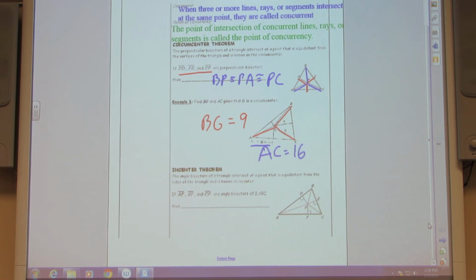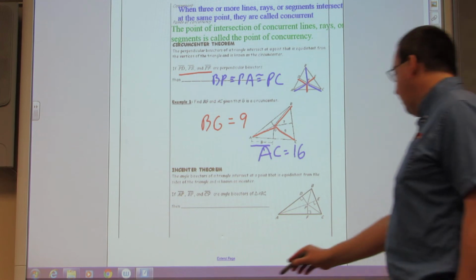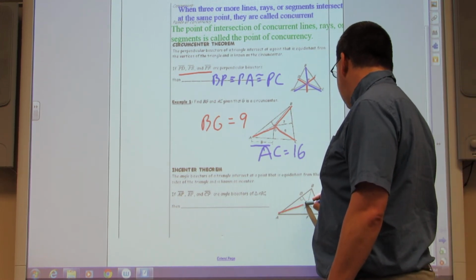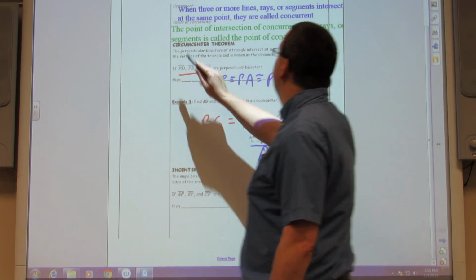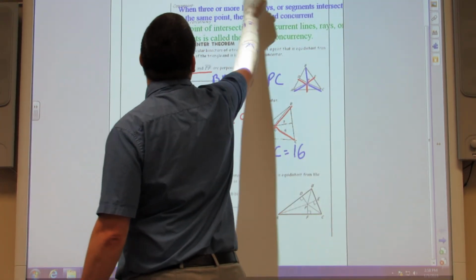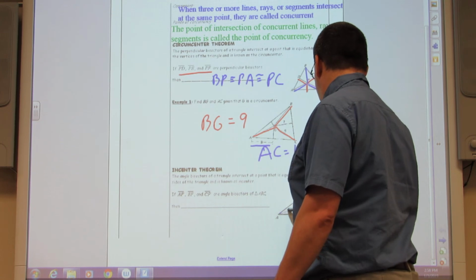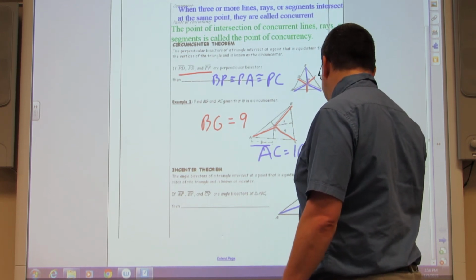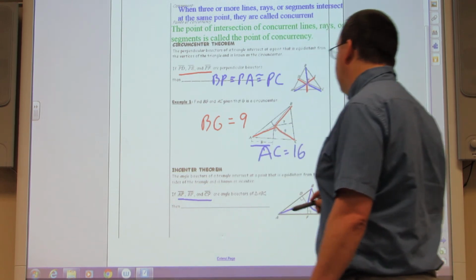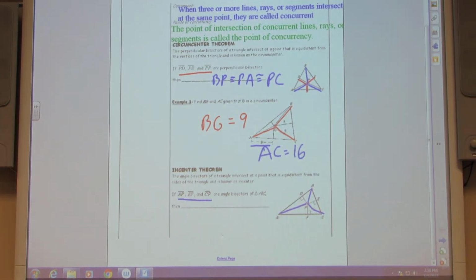We then have the incenter. The incenter is where our angle bisectors meet. So here, AP, BP, and CP are our angle bisectors. Unlike the picture above, even though it looks similar, those lines are not the same length. That point, your incenter, is the same distance from all three sides.